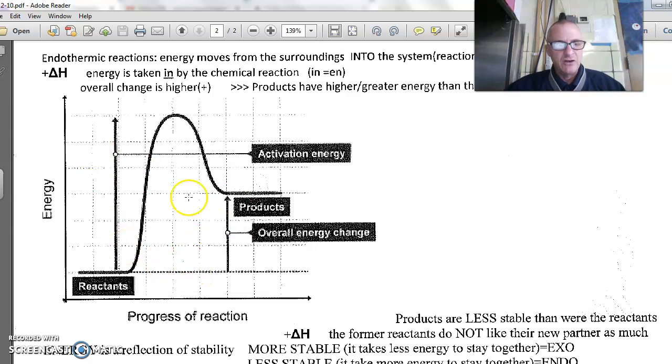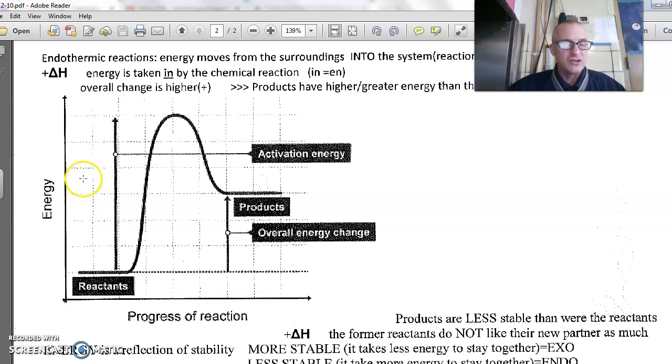So here's the amount of energy it took to break them apart. That was the activation energy. Down here is the energy that was released as the new bonds formed. Overall energy change went up because this is the energy of the reactants right here. Here's the energy of the products right here. The products have more energy than the reactants.